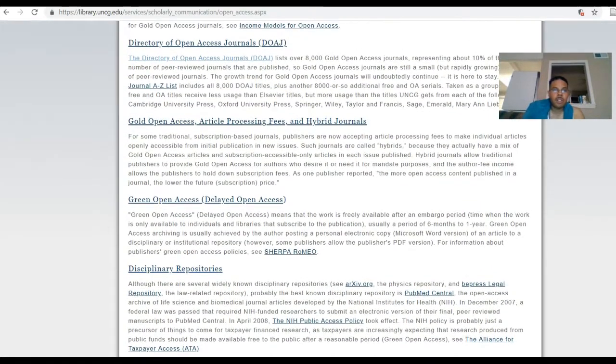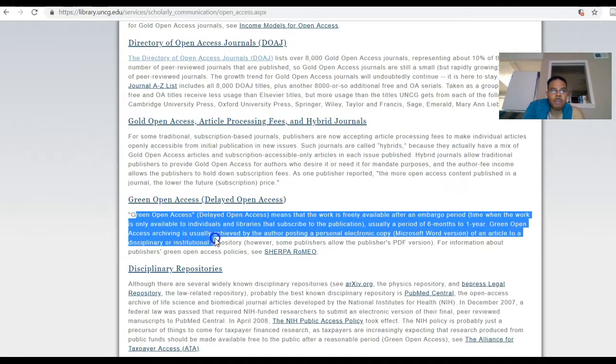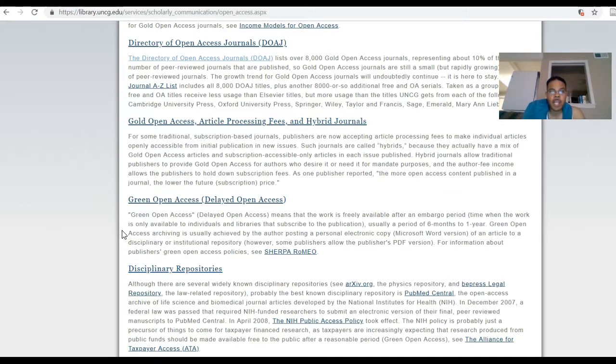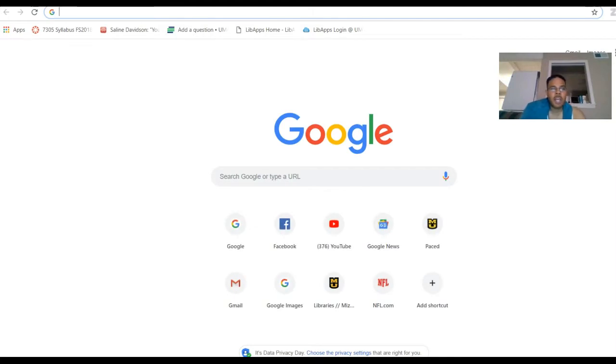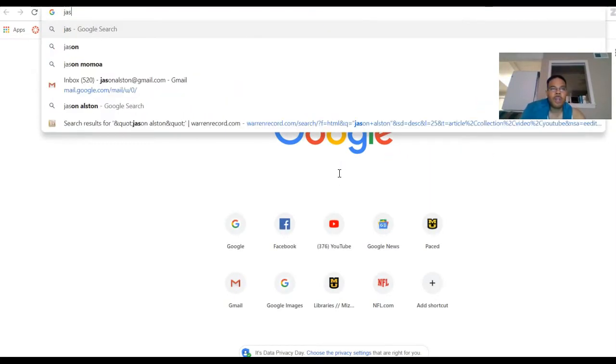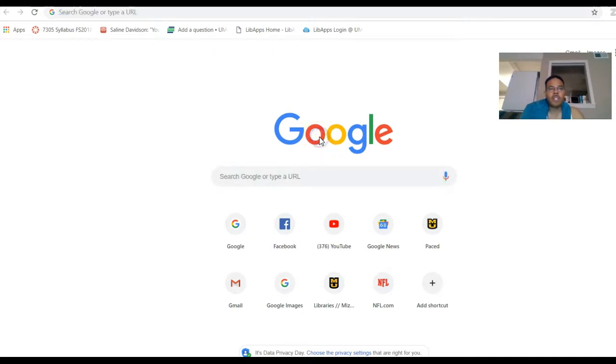All right, so we've talked about the gold open access and the processing fees. Now let's talk about green open access. Green open access is delayed, and that means that the work is freely available after an embargo period, usually about 6 months to a year. Green open access archiving is usually achieved by the author posting a personal electronic copy of an article to a disciplinary or institutional repository. So you have those options as well. And when we talk about institutional repositories, if you don't know what that is, I'm actually going to show you the front screen from my dissertation.